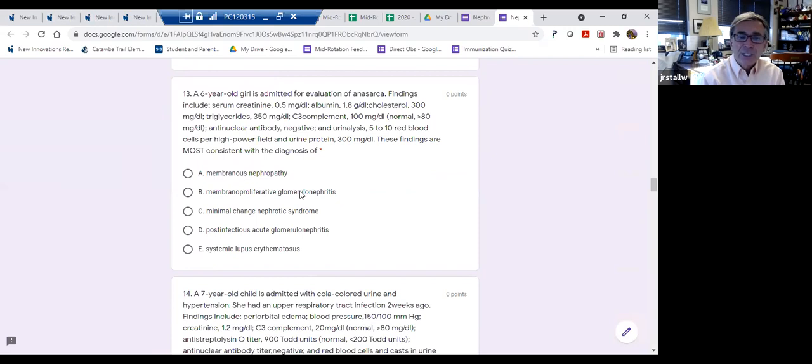Well, you got to come back, and she's 6 and she has a complement C3 that is normal. So then that's your big stratifier. Please know which of your GNs is hypocomplementemic and which is not, okay? That's one of the major stratifiers here. Membranous, hypocomplementemic. Membranoproliferative, hypocomplementemic. Post-infectious, hypocomplementemic. SLE, hypocomplementemic. Minimal change, not. Hence, this is going to be the answer, okay?